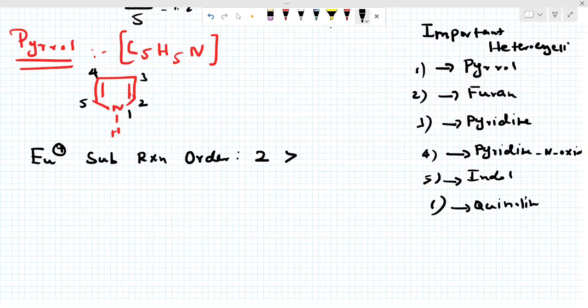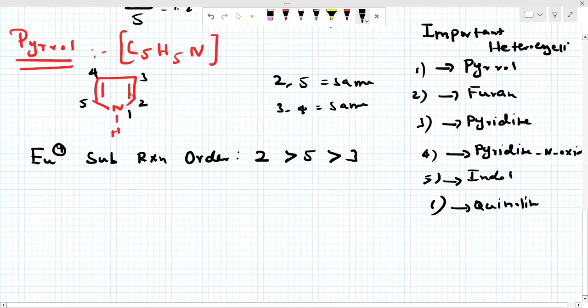Second, fifth, then third. Actually if we look, listen, positions 2 and 5 are the same, right? Similarly, 3 and 4 are the same. Listen, which position will the substitution reaction take place at? Second position.